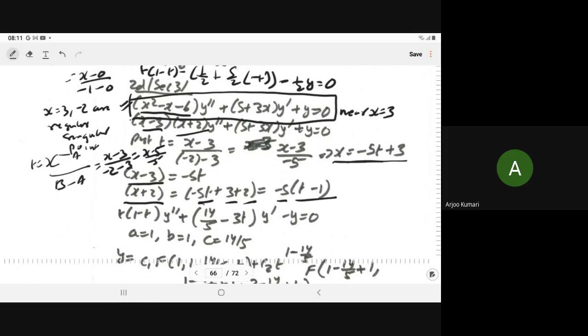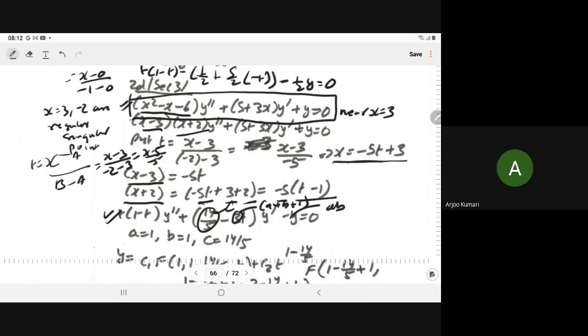As we substitute, you have the following equation in terms of the independent variable t: t into 1 minus t y double dash plus 14 by 5 minus 3t y dash minus y is equal to 0. From here, if you compare with the standard hypergeometric equation, this will become c, this will become a plus b plus 1, and this will become ab.